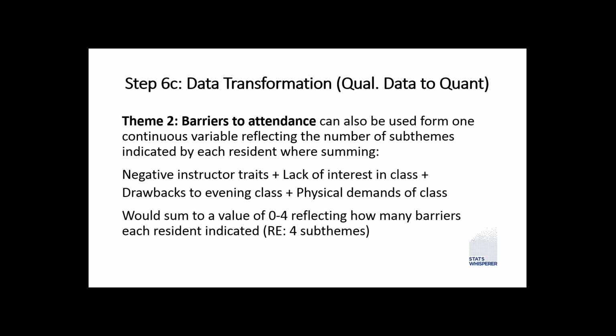So if we add them like that, negative instructor traits, lack of interest, the yes/no variables, drawbacks to evening classes, physical demands, we would sum them to get a value of 0 to 4, representing the number of barriers each resident indicated. So here are our multiple dimensions. Is a specific barrier, such as lack of interest, a bigger barrier than the others, looking at them in the yes/no fashion? Or, irrespective, is it the number of barriers indicated that really impacts going or not going to class? So these are different dimensions gleaned from the qualitative data.